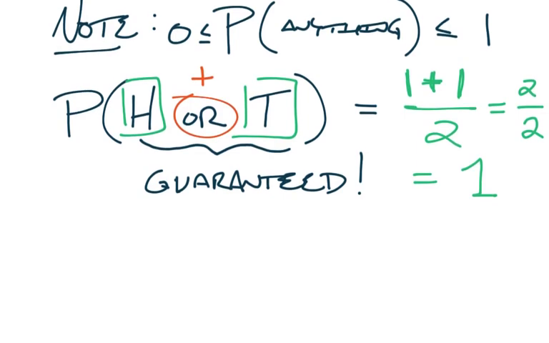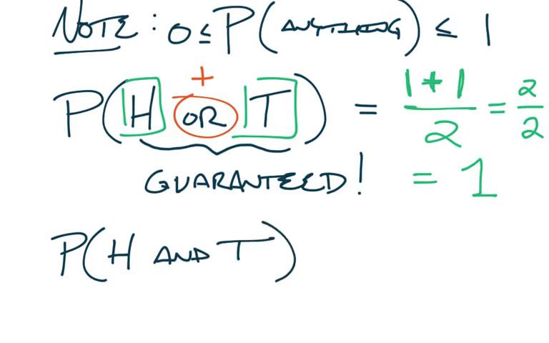Now, since we already answered an or question, I want to take it one step further. And let's just answer the sort of complementary question to this. What is the probability of heads and tails? Now, and here means simultaneously. Right? So what's the probability that you flip this coin, it lands, you look at it, and you see both heads and tails?